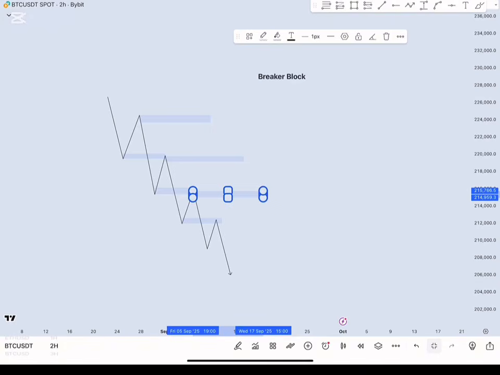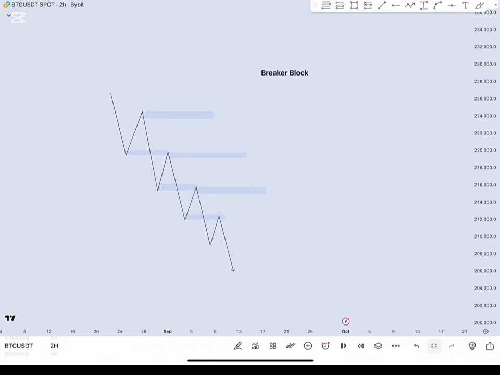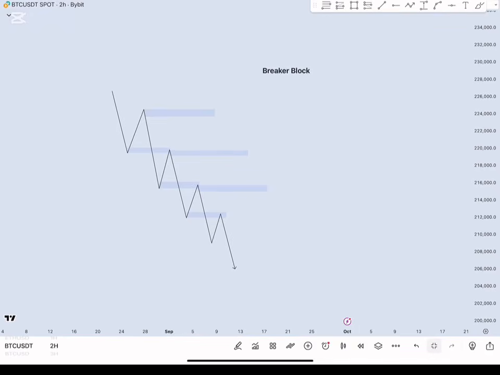Now, when they say breaker blocks are just filled order blocks, it is 100% true. Breaker blocks are filled order blocks. So you just have to have that in mind. As long as you can identify your order block, you can identify your breaker block. So now, let's talk about order blocks.